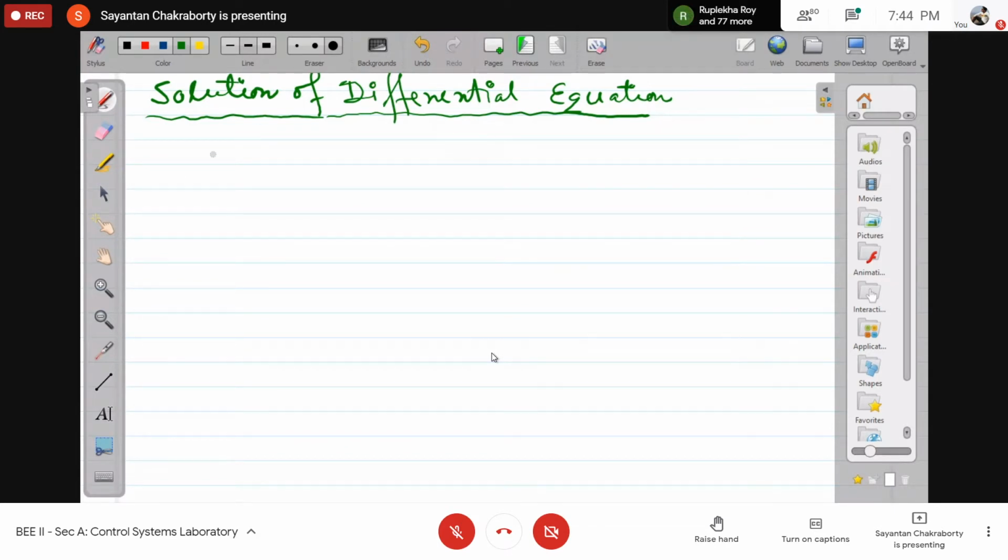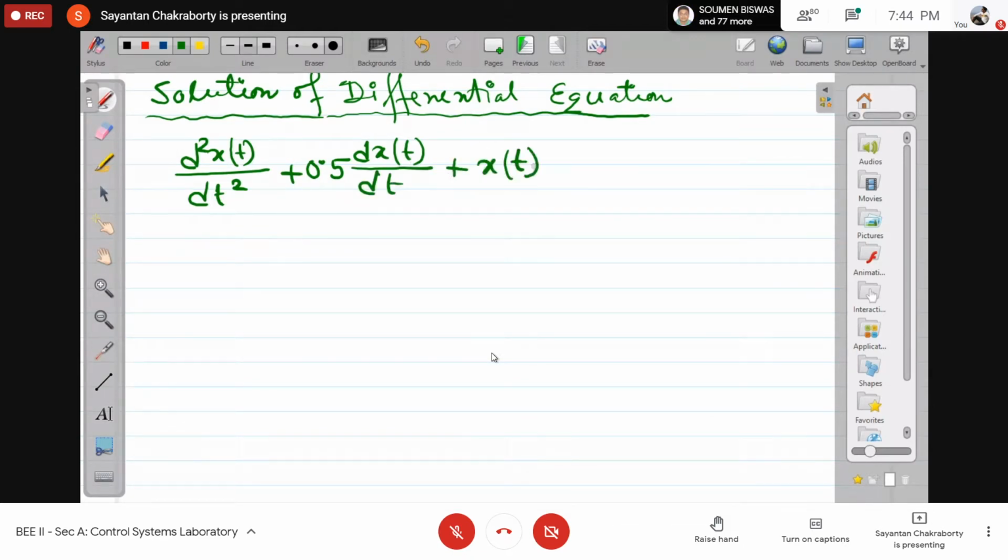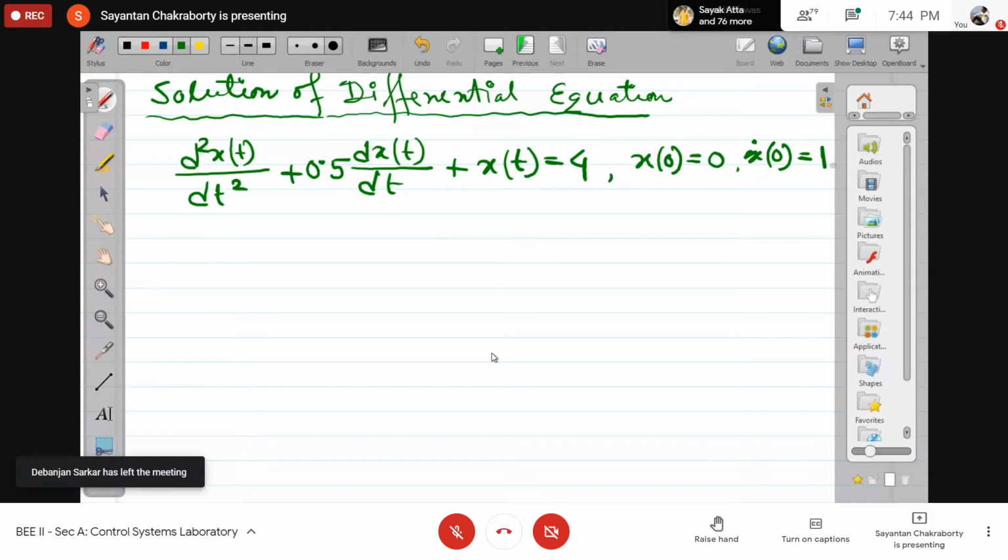Say we have a differential equation given like this. This alone will not suffice. We also have to mention the initial conditions: x(0) and x dot (0), say this is equal to 1. So we are required to solve this differential equation using the operational amplifier circuit. This is called analog simulation.